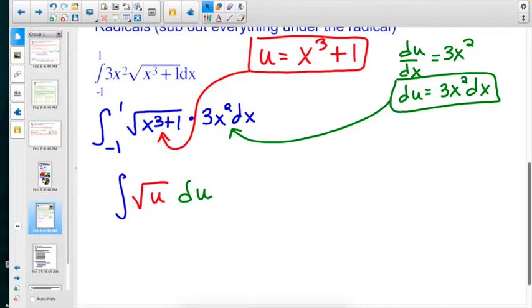So we've got to find these replacements. We know that these lower and upper bounds refer to x. So if x equals -1, here's my lower bound. If x equals -1 and I put -1 here, what do I get for u?